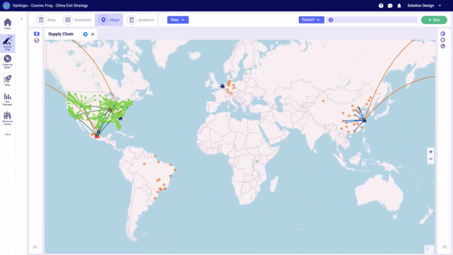This is our baseline global network today. You see suppliers in China moving to the port, flowing into North America. This is the baseline we will use to ask and answer our what-if questions about shifting supply base.